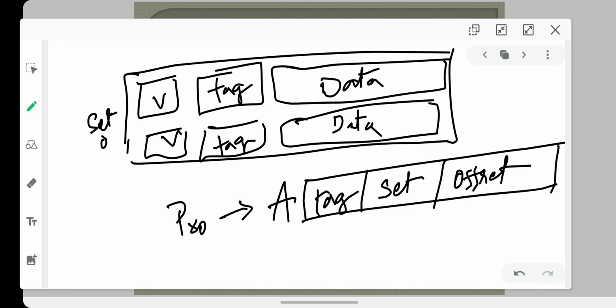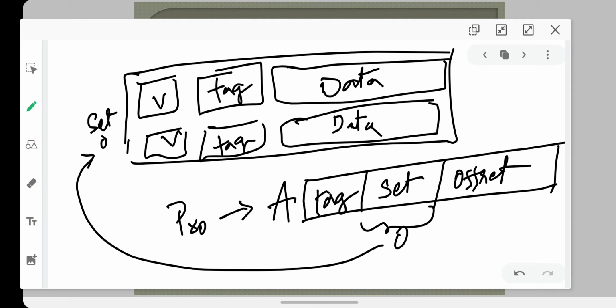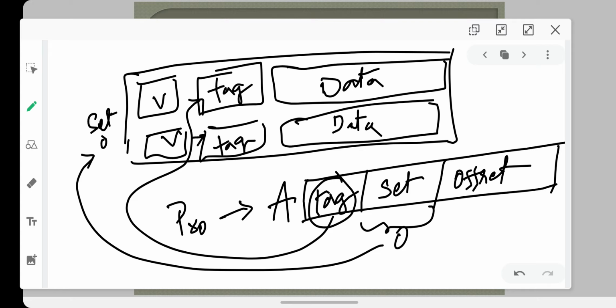Now, what you require first is the set number, which is taken from this part. For example, consider the value of the set is 0. Now it goes to set 0, and the tag is compared with both the tags, since the set has two lines with one tag each. The tag from the address is compared with these two tags in parallel. Note the point: the tag comparison is not done one by one, it is done in parallel.